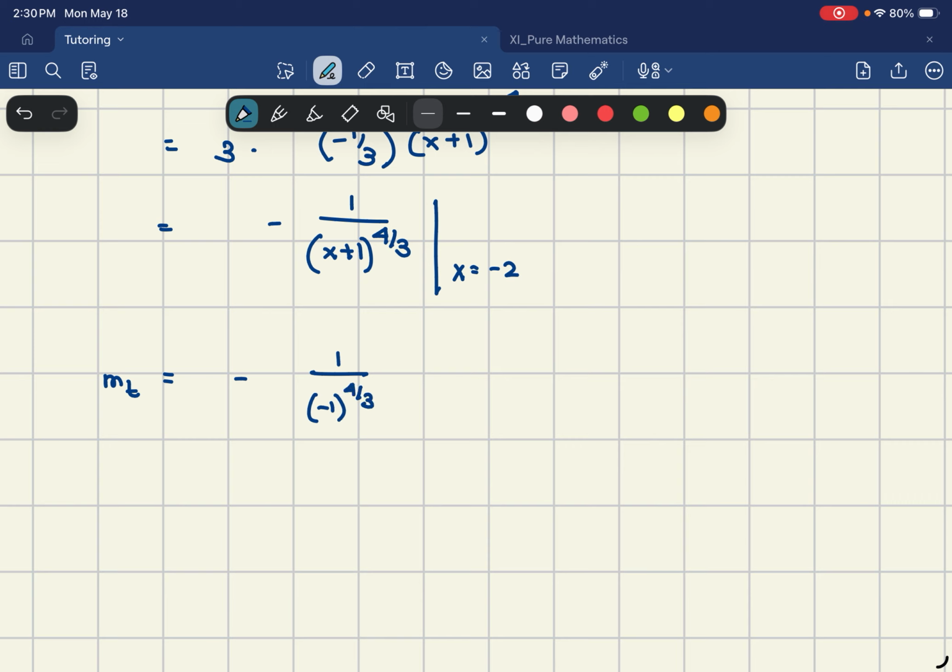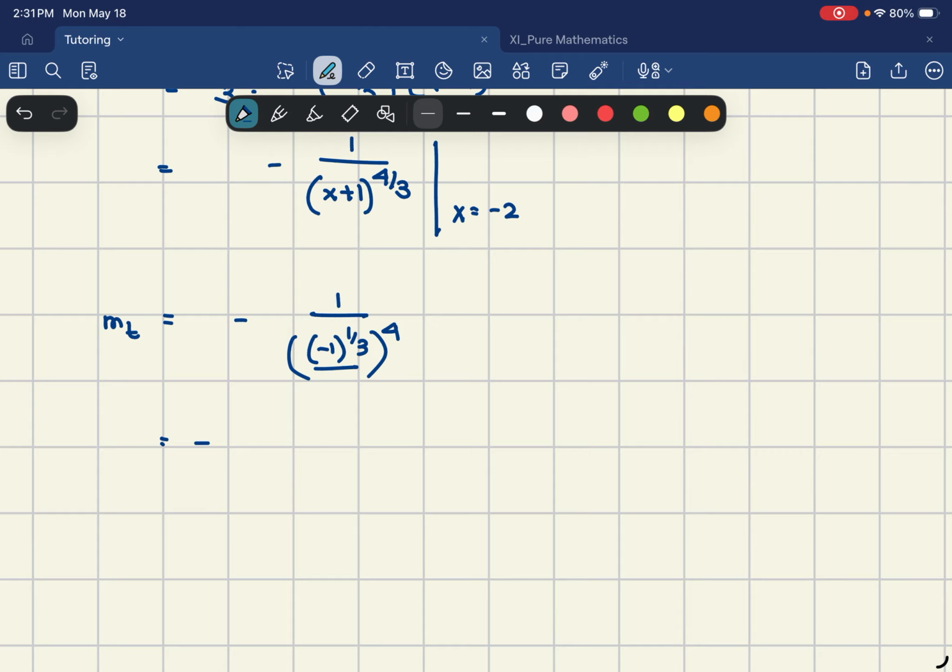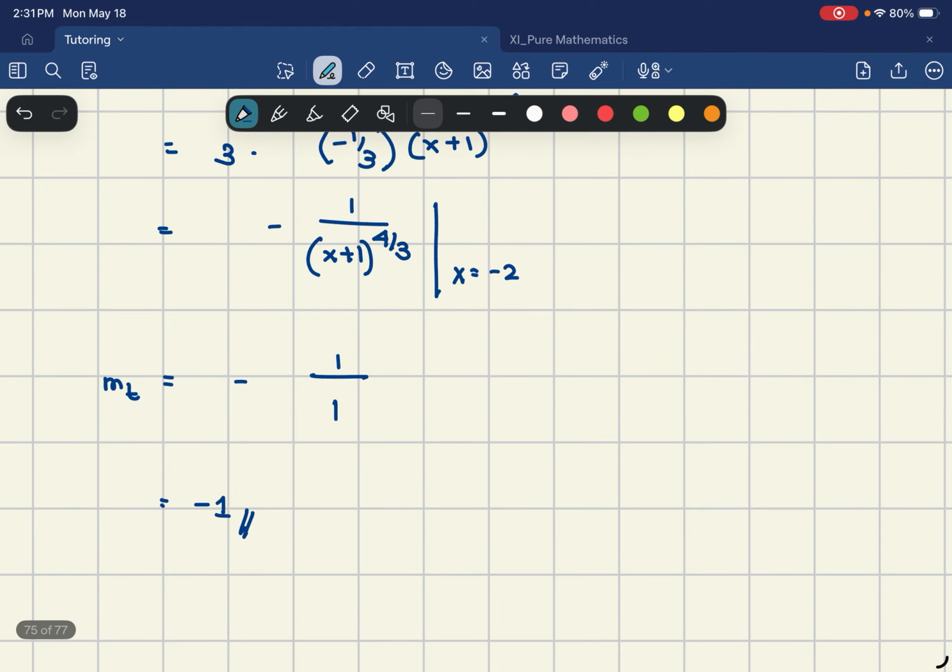And that is, I believe, going to give you positive 1, I think. Your denominator should be positive. Minus 1 to the power 4 over 3 should be a positive value. Yep. Why? Because you take the cube root first, the 1 over 3, and then you do the power 4. So this is negative 1. Negative 1 to the power 4 is going to be positive 1. So overall, your answer is just negative 1, right? Because you still have a minus 1 here. So your denominator is positive 1, and you get negative 1 to be the slope of your tangent line.